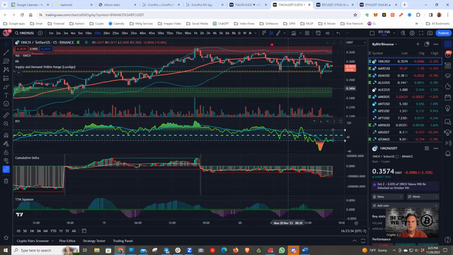And I got a chat question. Marshall's asking, are these the alerts that will show up in Trade Finder? No. Trade Finder is an iCoinPro function. We'll talk about that when we get over to iCoinPro.